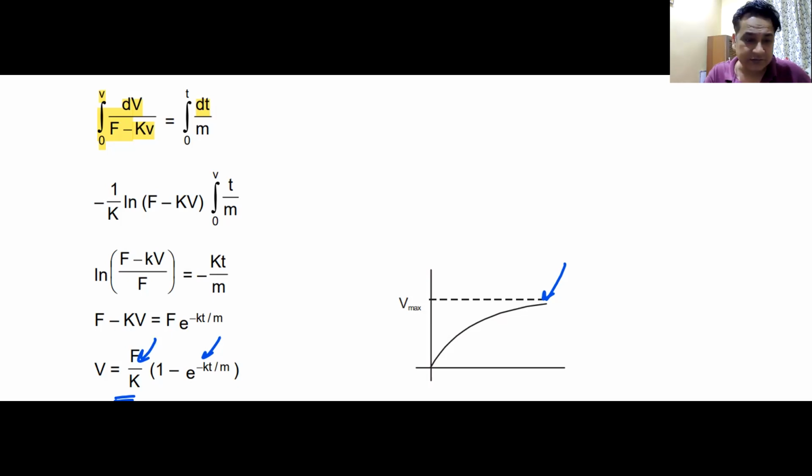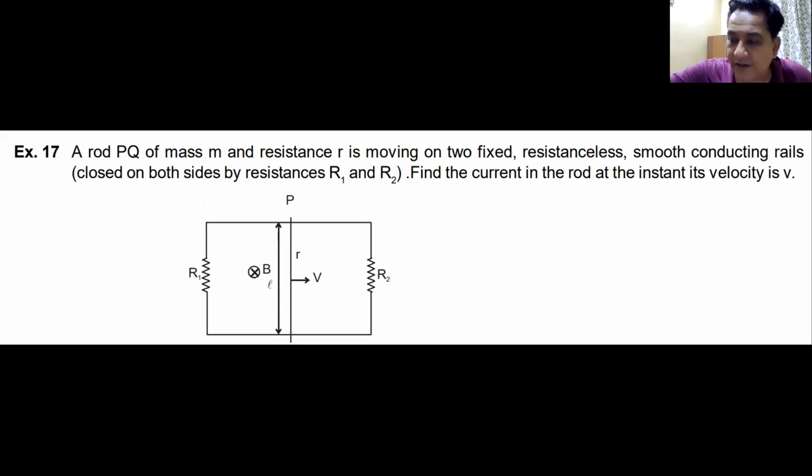Now comes this one, and I hope that you would be able to solve this one for me. A rod PQ, of mass M and resistance small r, might not be there, doesn't matter, is moving on two fixed resistance-less smooth conducting rails closed on both sides by resistances R1 and R2. So you have two branches here. Find the current in the rod at the instant when its velocity is v.